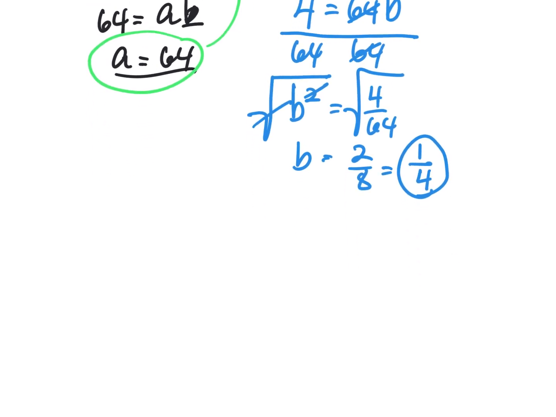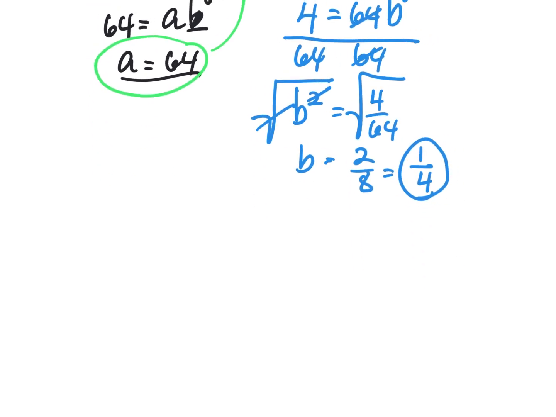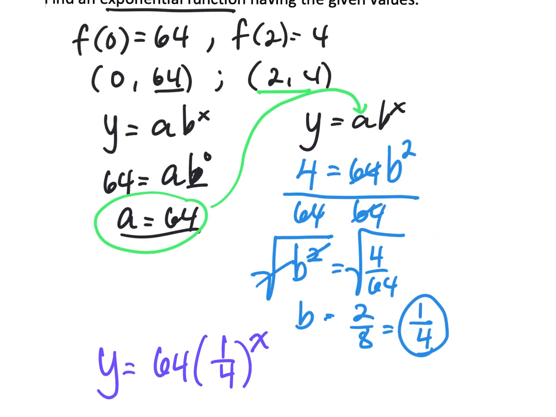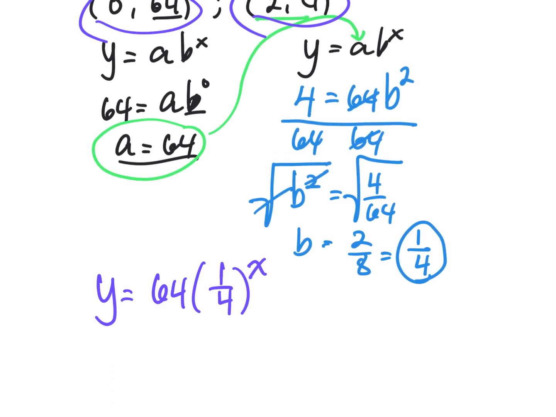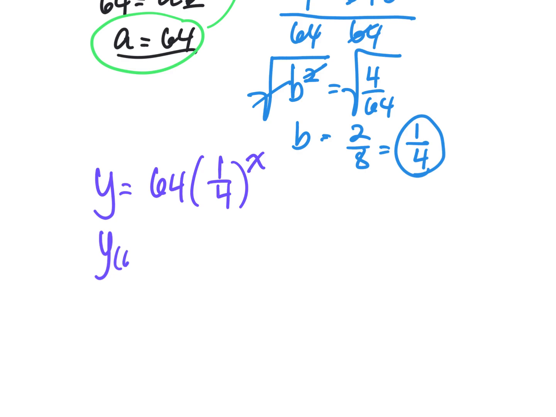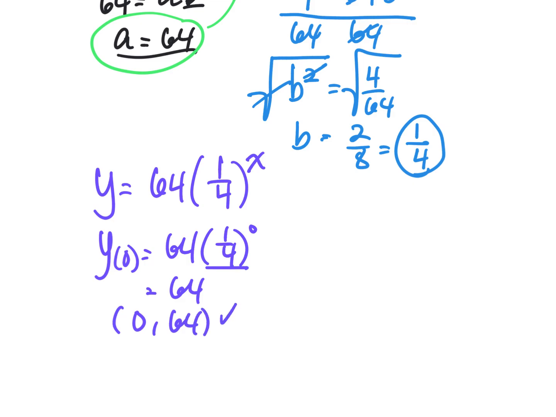Okay, so let's recheck. Our function now, therefore, is going to give us y is equal to a, which is 64, multiplied by 1 over 4 raised to x. Now, let's try the first point. The first points are 0, 64, and then 2, 4. Okay, let's see. y of 0 is equal to 64 multiplied by 1 over 4 raised to 0. Anything that is raised to 0 will always be 1. Therefore, it's just 64. So the ordered pair 0, 64 is correct.